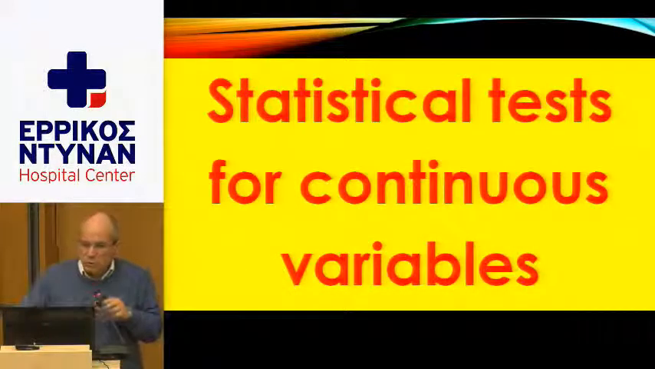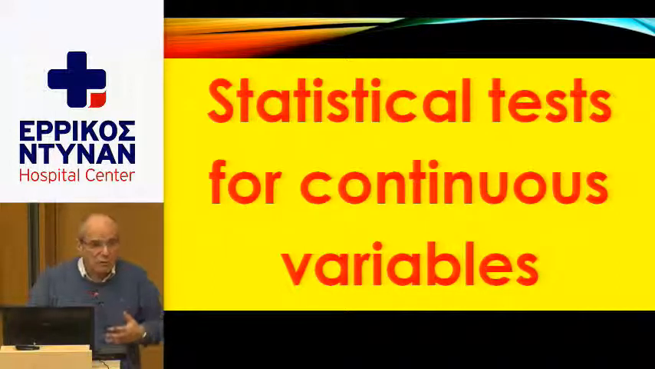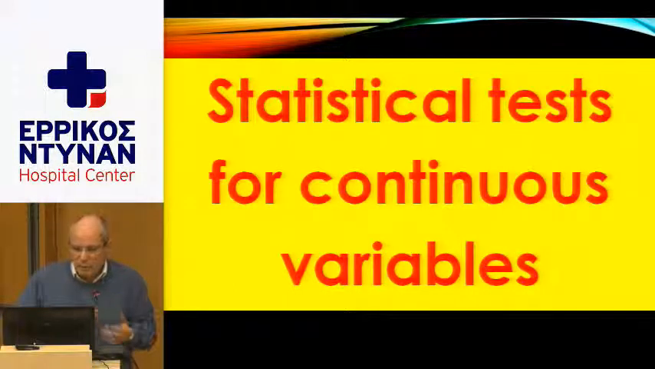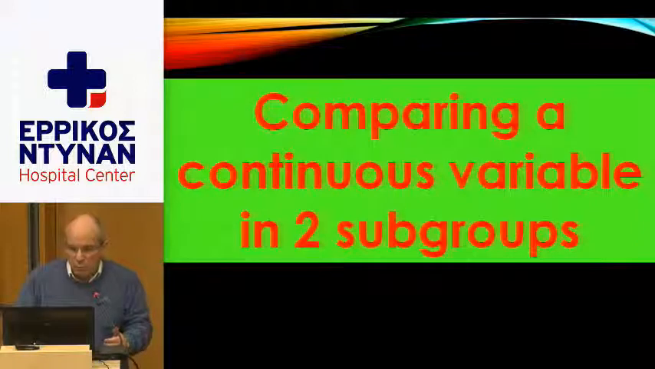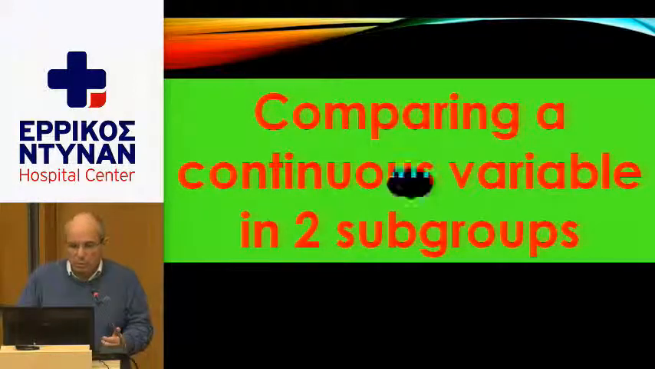Now let us come to the continuous variables. The continuous variables are honestly the most diffused that we can use in our study. We have age, we have BMI. For us as surgeons, we have ejection fraction, volumes, cross-clamping time, or anything you want. So now let us start from the beginning, comparing a continuous variable in 2 subgroups.